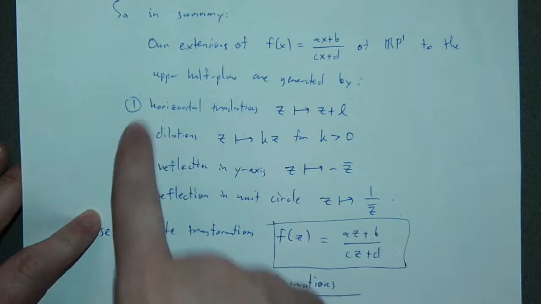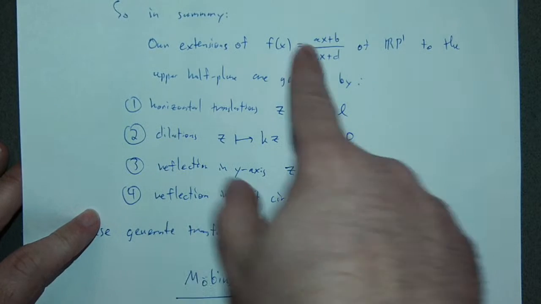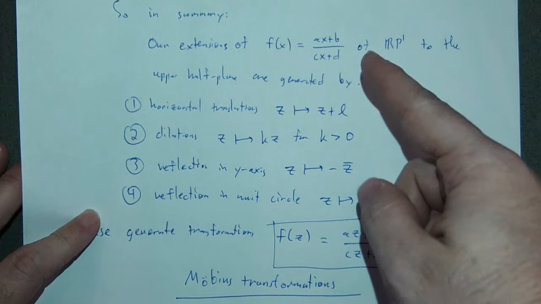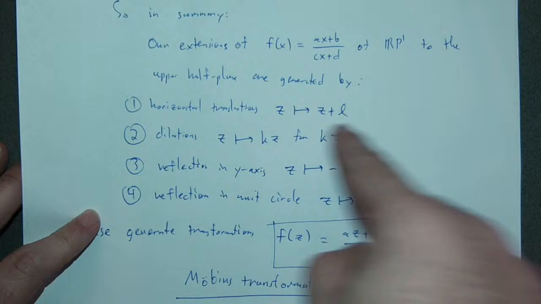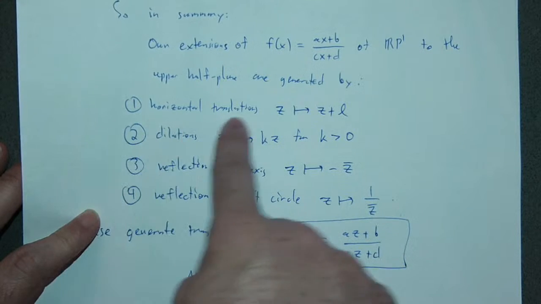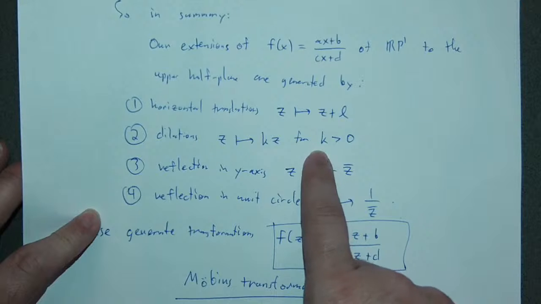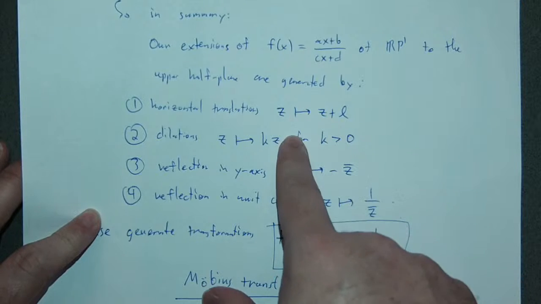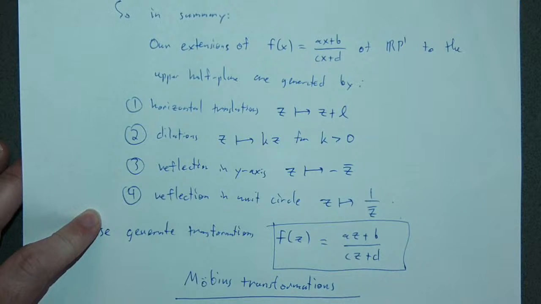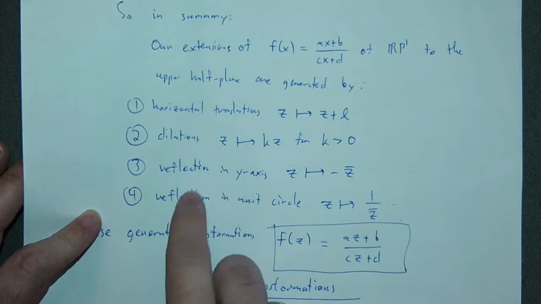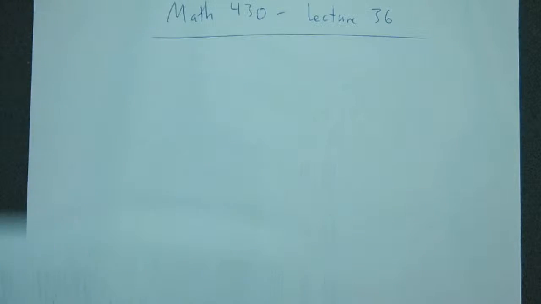So the extensions that we looked at from the fractional linear transformations of RP1 to the upper half plane, the horizontal translations and dilations when the dilation factor is positive, extend in the obvious way, and they look exactly like you think they might look. The reflection of the y-axis looks slightly different, at least algebraically. So z gets sent to minus its complex conjugate.